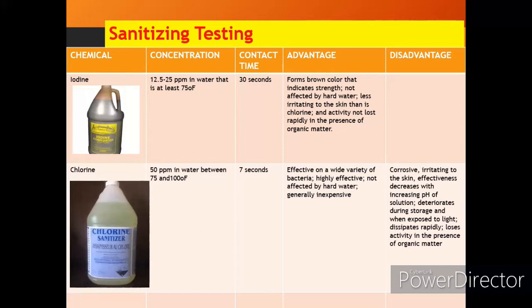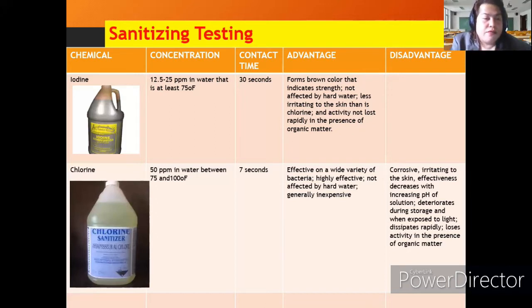As you can see from this table, on the left side are the chemicals, and then we have four columns. It includes the concentration, which is the amount of the chemical sanitizer that we are going to use in sanitizing, the contact time, and also the advantages and disadvantages of using this chemical sanitizer. So let's proceed with iodine.